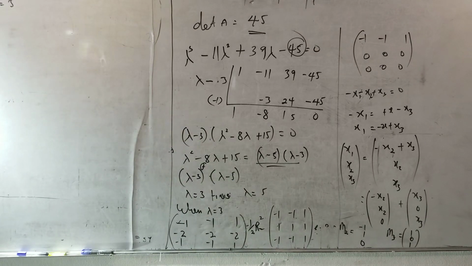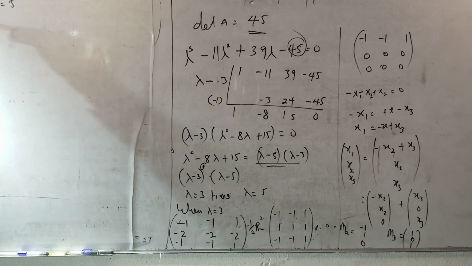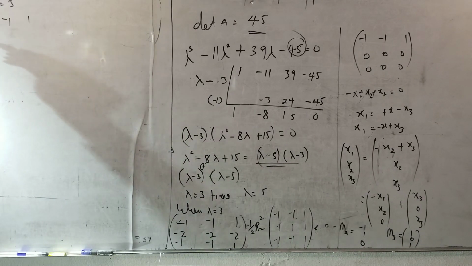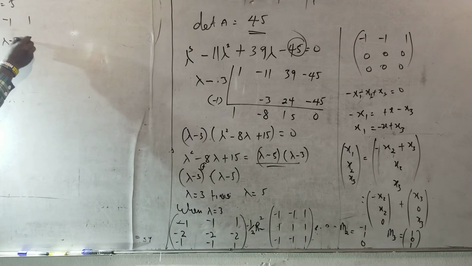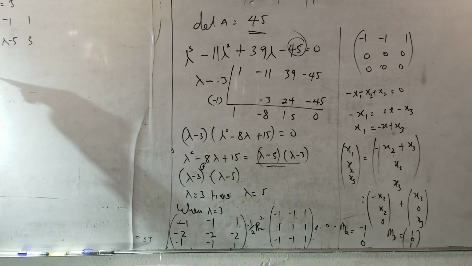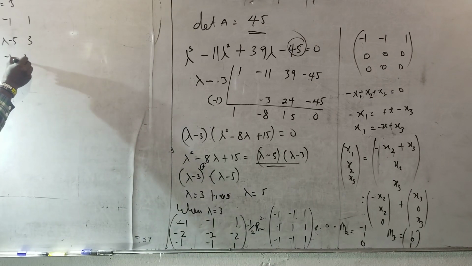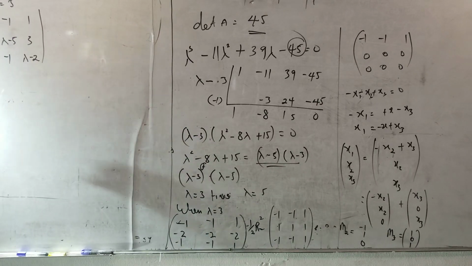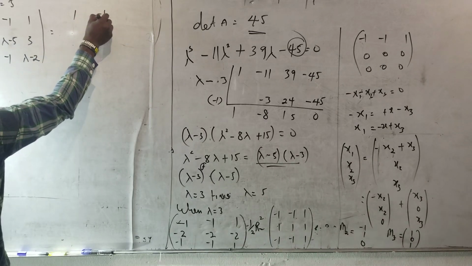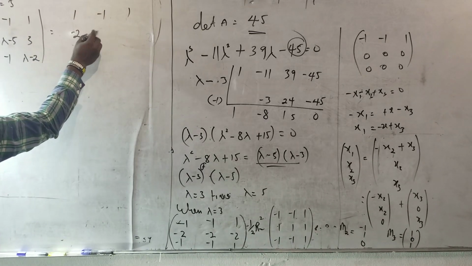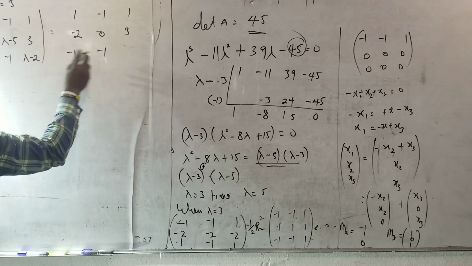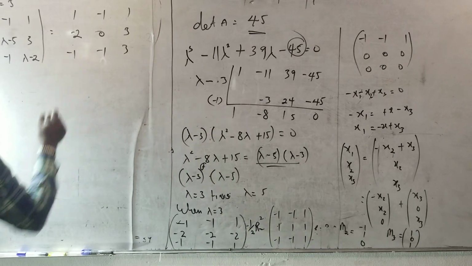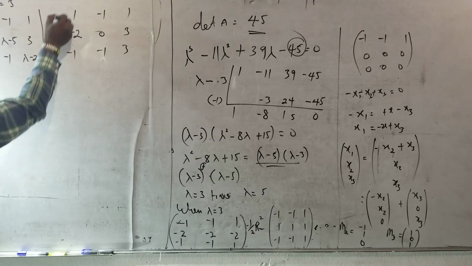When lambda is equal to 5, what I will do is that I have lambda minus 4, minus 1, 1, and I have minus 2, and lambda minus 5, and 3, and I have minus 1, lambda minus 2. Now, when my lambda is equal to 5, this will be equal to 1, minus 1, 1, and this one will be 2, minus 2, there will be 0 and 3, and this one will be minus 1, which will be 3. That is what we have to get at that junction.